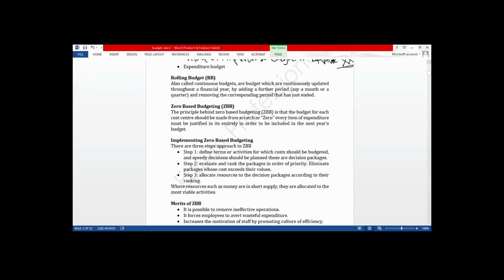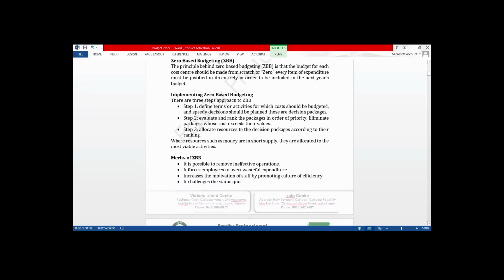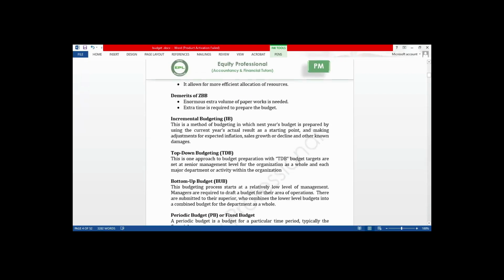One major advantage of this method is that it can reduce wastages, expenditure wastage. It can eliminate inefficiency. It challenges managers to think. One limitation is that it takes extra management time; it is time consuming. You spend time to draft your budget to justify why you need to spend money.